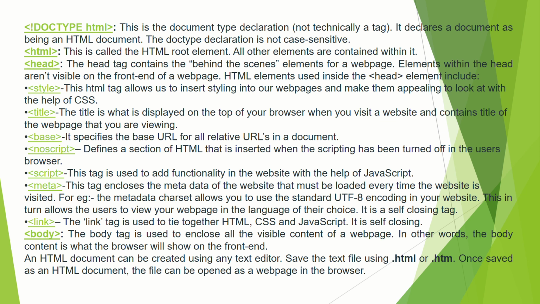Next comes the body tag. The body tag is used to enclose all the visible content of a web page. In other words, the body tag is what the browser will show on the front end. An HTML document can be created using any text editor. Save the text file using .html or .htm. Once saved as an HTML document, the file can be opened as a web page in the browser.